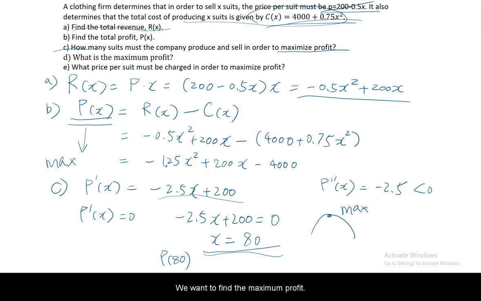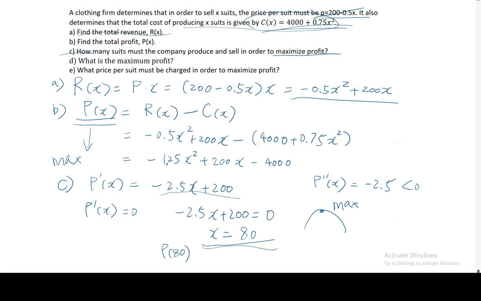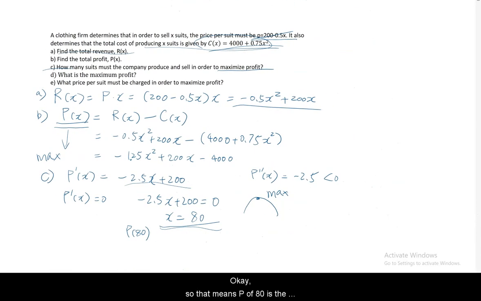We want to find the maximum profit. So that means P of 80 is the maximum profit. How many units do you have to produce? 80 units, right?